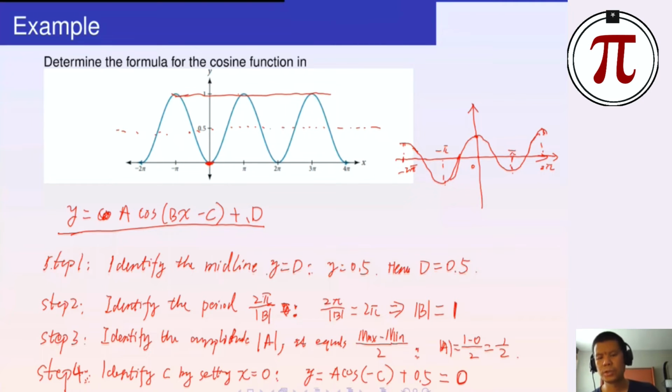Okay, so this is the curve of the cosine. This is cosine of x. Now we have known that the absolute value of b is 1, the absolute value of a is 1/2, and let's see how we can change the cosine of x into this curve.